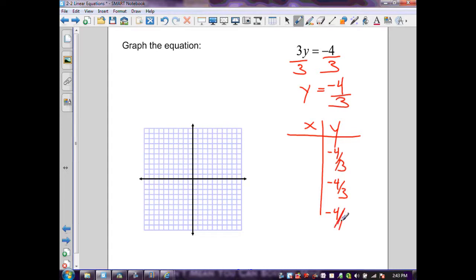Then I can make my x anything: 0, 1, 2. Then I graph. Now we already know this should be a horizontal line. Let's just verify. For 0, y is a negative 4/3, which is a negative 1 1/3. For 1, negative 1 1/3. For 2, negative 1 1/3. And when I connect with a straight line, that verifies that when I have an equation without an x term, just the y term, I get a horizontal line.